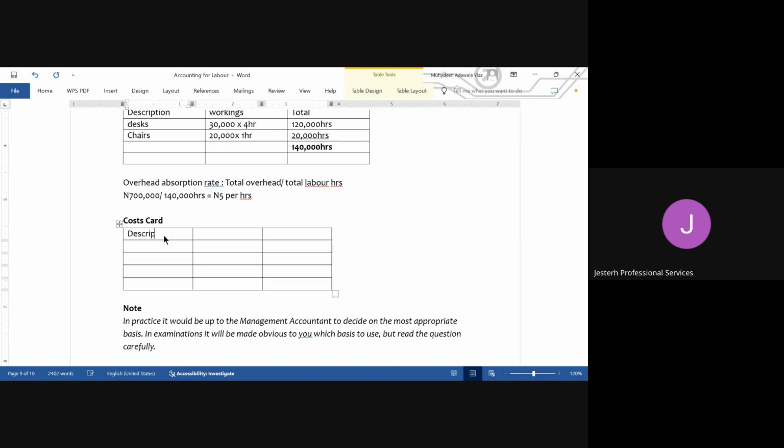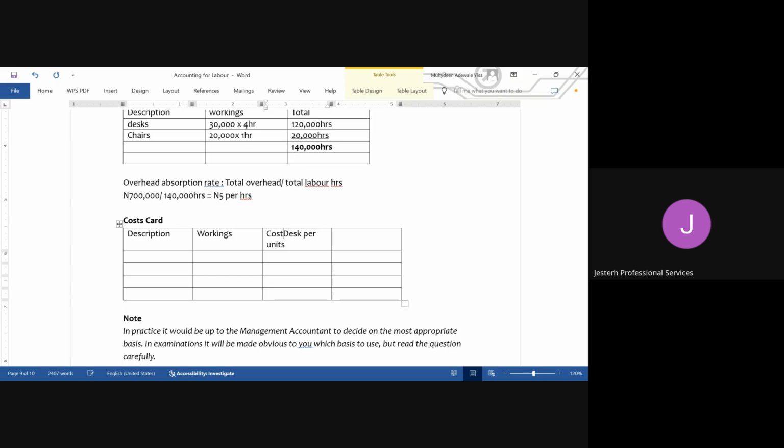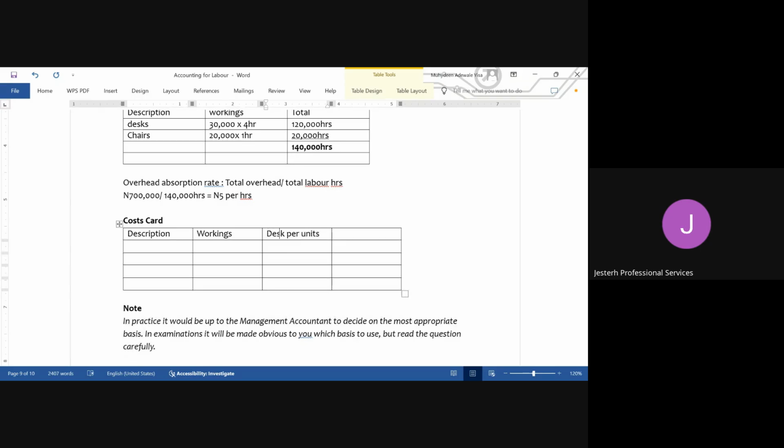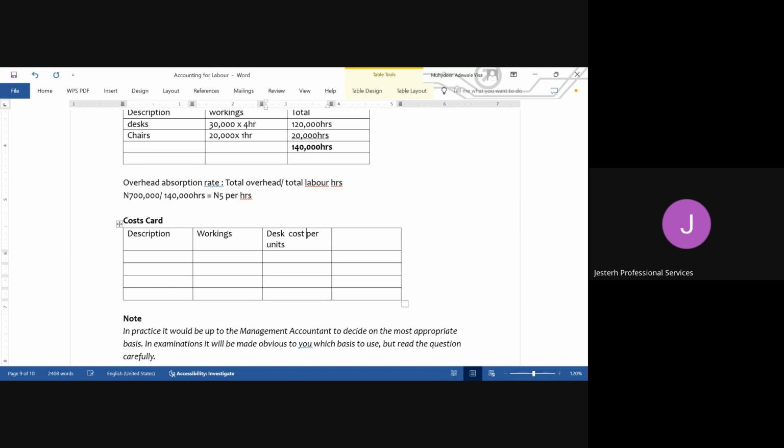Now, description, then workings. And then, this one's supposed to be 4 since it's 2 products now. So for desk: cost per unit, total costs, and costs per unit. Let me just put it here, desk costs per unit. And then we come to this place too, chair costs per unit.